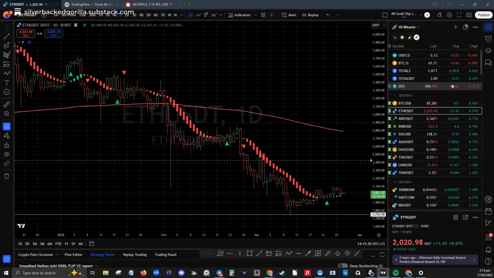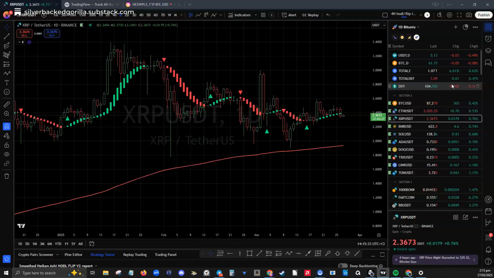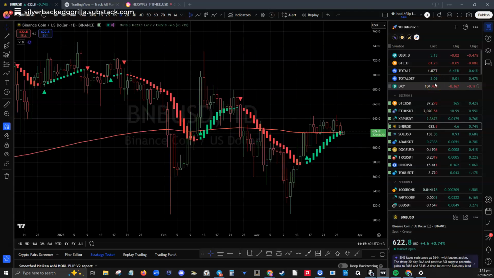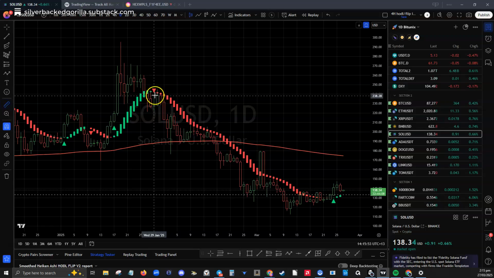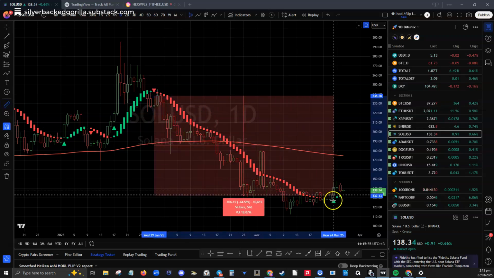We're trending up on Ethereum. We're now trending up on XRP. I'll say something about XRP in just a second. I'll come back to that. BNB, we're trending up. Solana, we just started to trend up after a very, very long time. We were trending down since this candle over here.